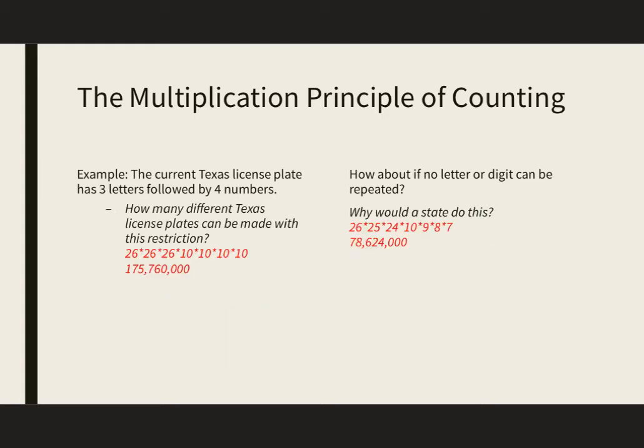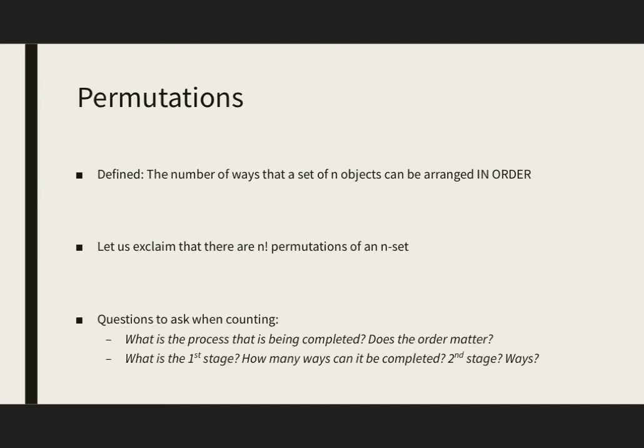Okay, well, permutations. What we've just been doing is basically permutations. It's like your combination lock for your locker, except it's not really a combination lock. It's a permutation because the order in which you put those numbers in matters. So a permutation is defined as the number of ways that a set of n objects, letters, numbers, people, can be arranged in order. And so that set of n objects is called an n set.